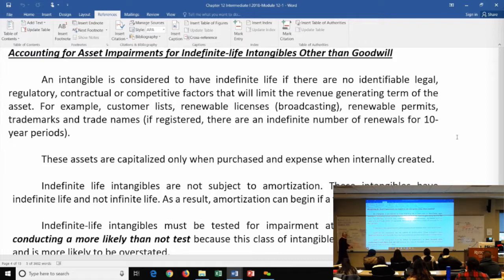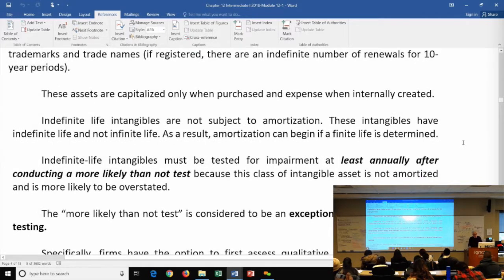Here's the issue. Indefinite life intangibles have to be tested annually, but there is also a more likely than not test that could be used. So what you could do is take a look at impairment indicators, and you could determine whether or not the impairment is actually permanent in nature. So for instance, you take a broadcast license that gets renewed every year, and there's a blip in the market. It's indefinite life. The market value of that collapses. Is it permanent? More likely than not, if it is, then you have to go through the impairment test. If it's more likely than not that the decline is not permanent, we don't have an impairment.